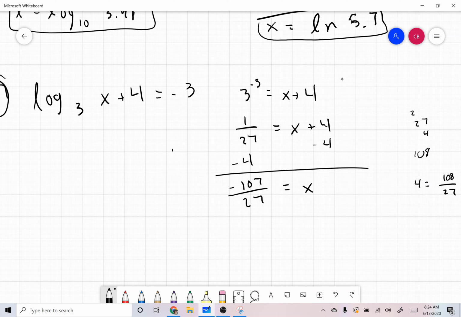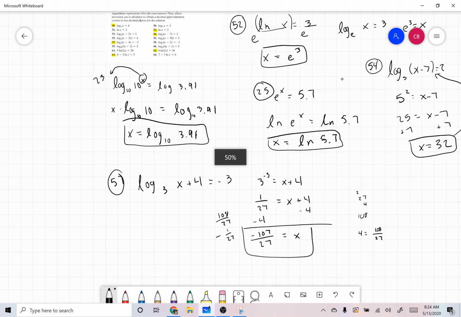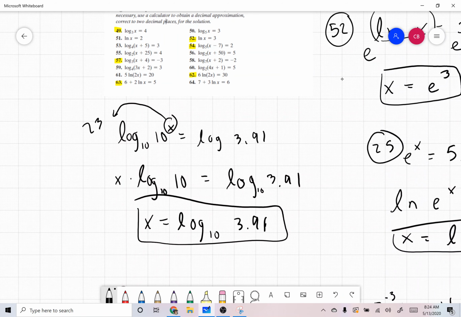Sorry, here's what I did. I had 108 over 27 minus 1 over 27, but the 108 is actually the negative. So that's good to go. Is this one positive? Well, we know 4 is 108 over 27. So if we add 108 to negative 107, then we get 1 out of 107 over 27, which is good.